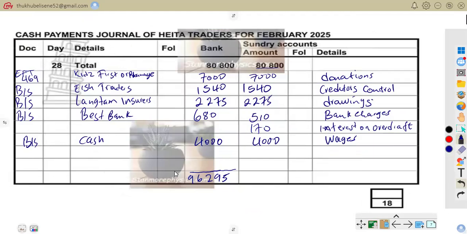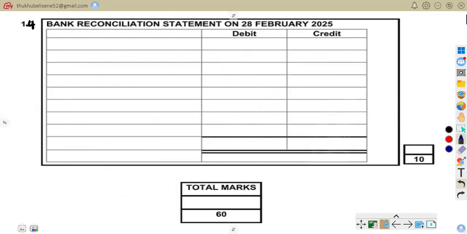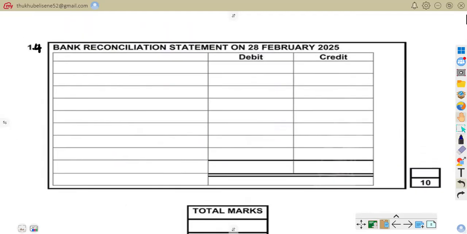Now we come to our answer book on the bank reconciliation statement 1.4. We are going to say debit balance according to bank statement. We are debiting it, and this is 30,650. So that is that.